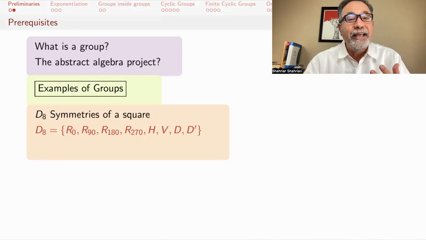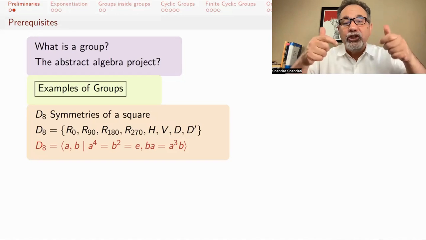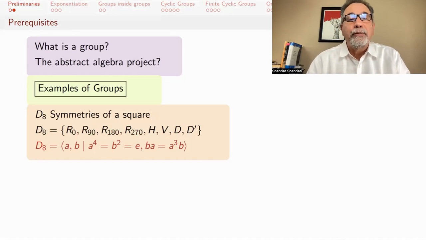I have a whole video on D8. It's an important video to become familiar with what a group is and how to deal with D8. D8 is an example that we look at often whenever we do group theory. So another way to write D8 is in terms of generators and relations. Instead of R90, the 90-degree rotation counterclockwise, we put A, and instead of H, the horizontal reflection, we put B, and then D8 is generated by A and B.